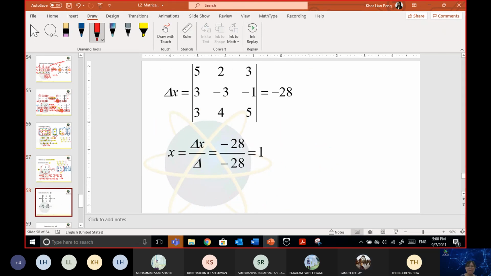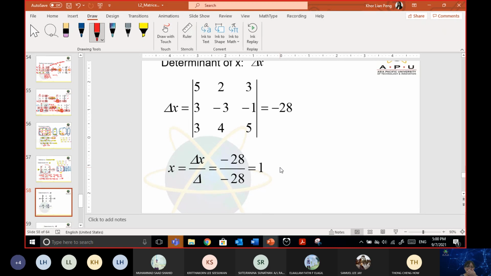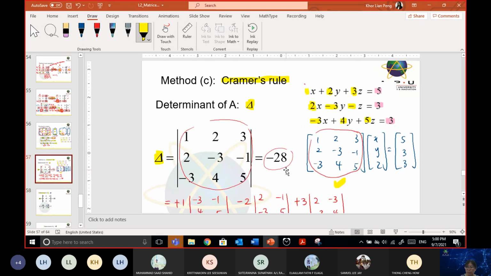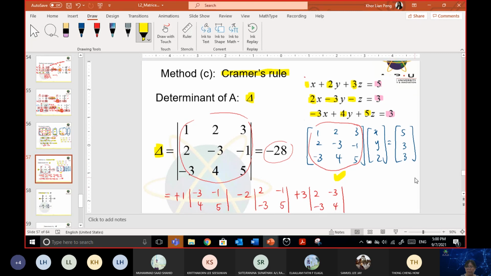Okay, now come to the second step. In the second step, we try to find the determinant of x. So what does determinant of x mean? How to find the determinant of x? We put the symbol as delta x. Now we need to refer back to our equation just now.